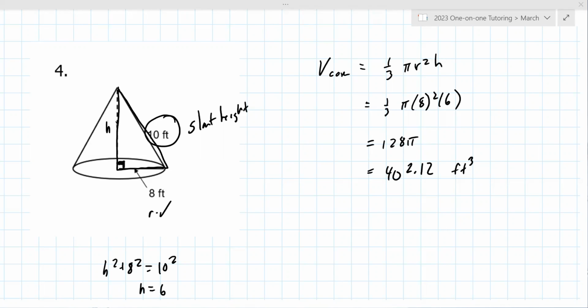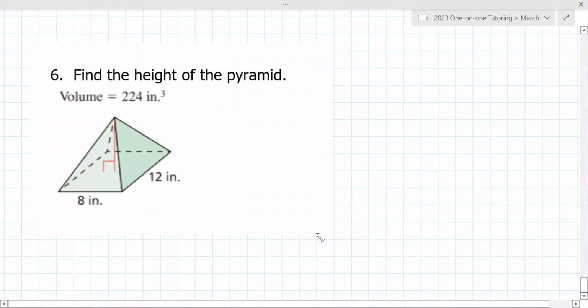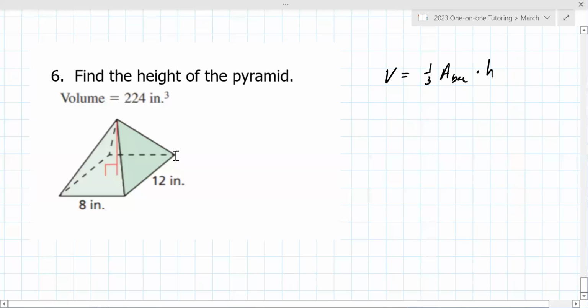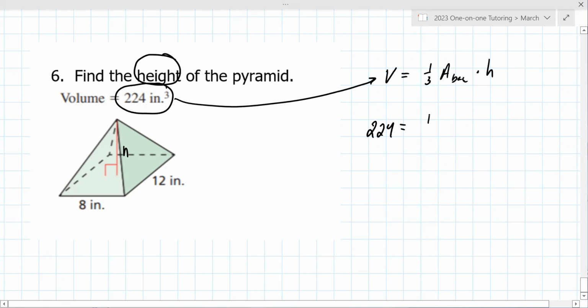Okay, so 6 is going back to pyramids. It says find the height of the pyramid. So we know the volume is 1/3 the area of the base times the height. The area of the base is this rectangle, 8 times 12, but we do not know the height. That's what it's asking for. The volume is given. So that number goes in for V, 1/3 the area of the base, which is 8 times 12 times the height.